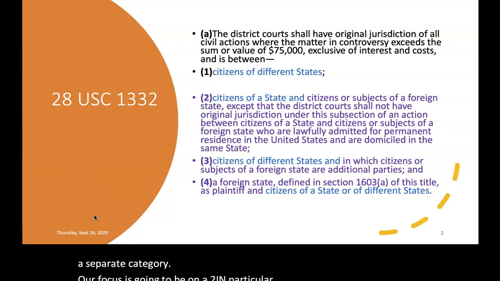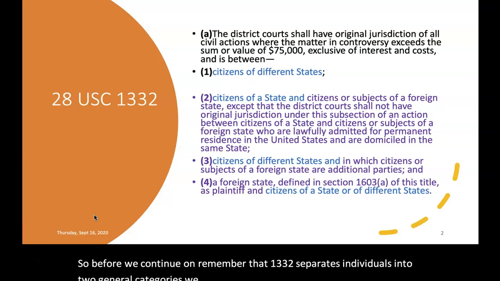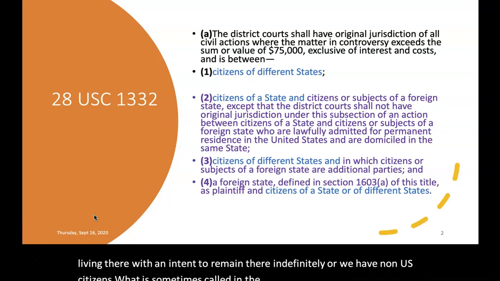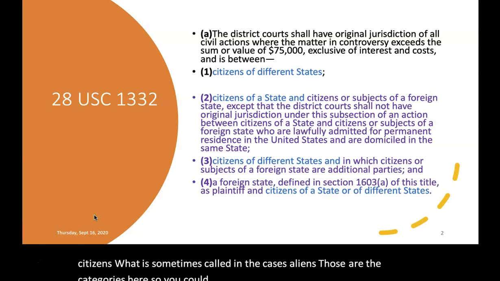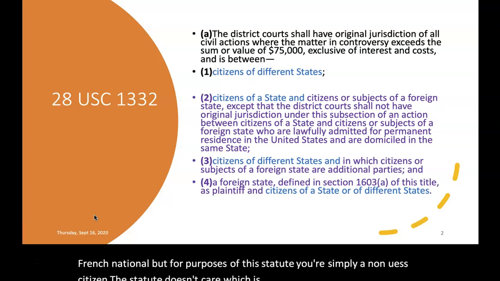Before we continue on, remember that 1332 separates individuals into two general categories. We have U.S. citizens who are domiciled in a U.S. state, living there with an intent to remain there indefinitely, or we have non-U.S. citizens, what is sometimes called in the cases aliens. Those are the categories here. You could be a French national, but for purposes of this statute, you're simply a non-U.S. citizen. The statute doesn't care which is your country of origin.